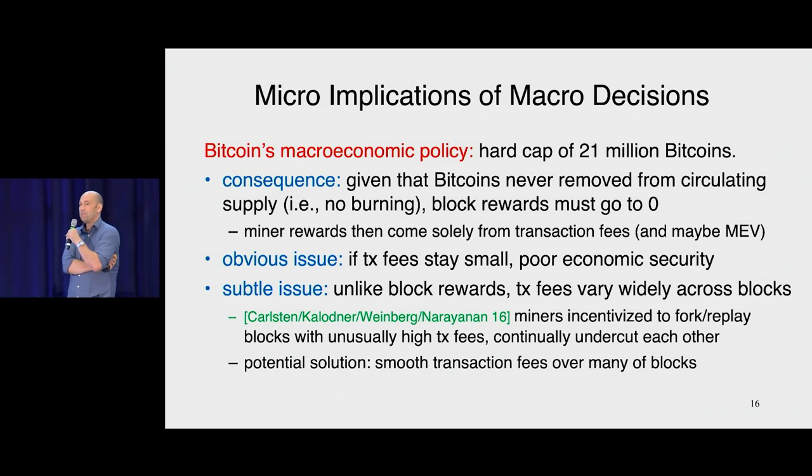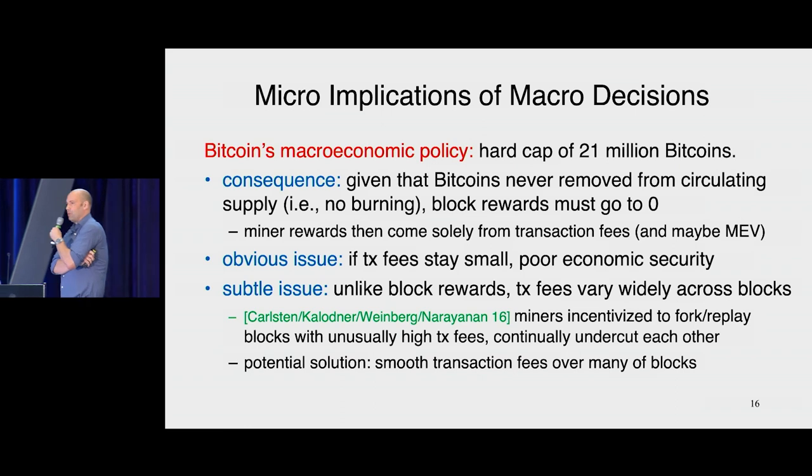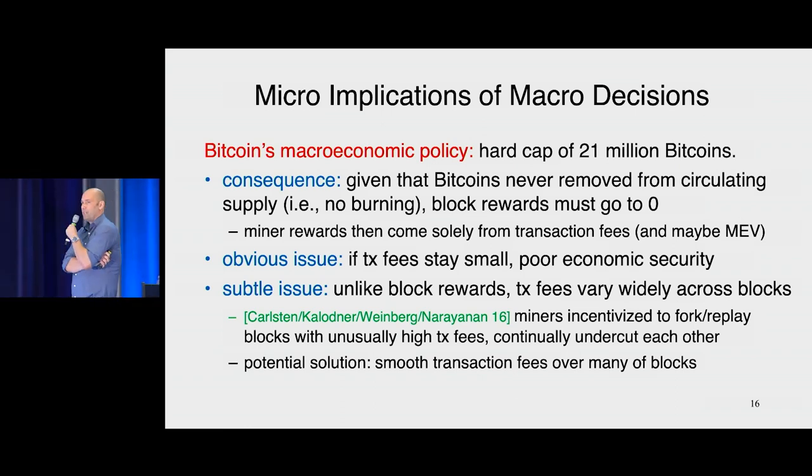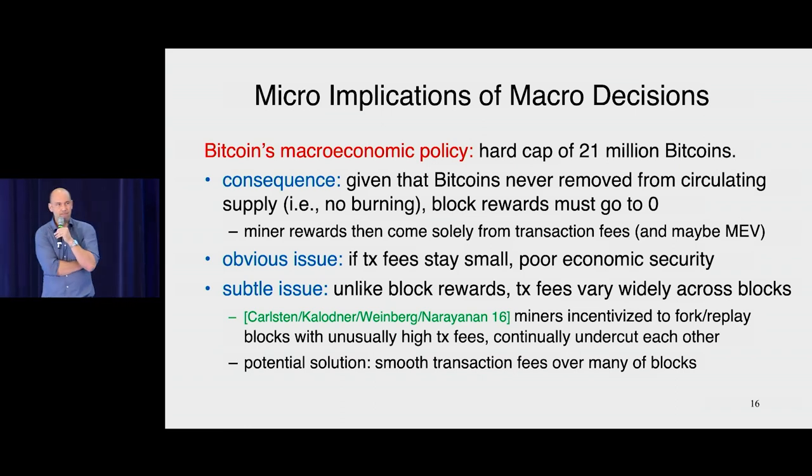So maybe you'll have a competing block at the same block height with roughly the same transactions, hoping the future miners will build on you instead of them. And in general, when you have high variance in these transaction fees, miners have an incentive to undercut each other.